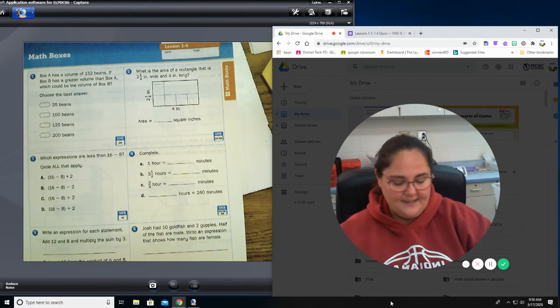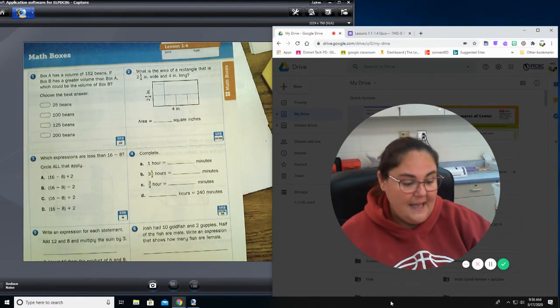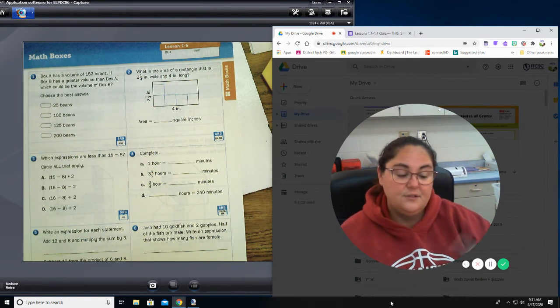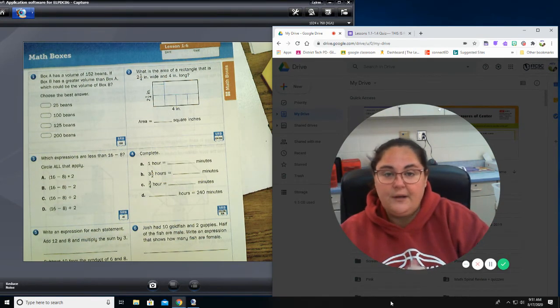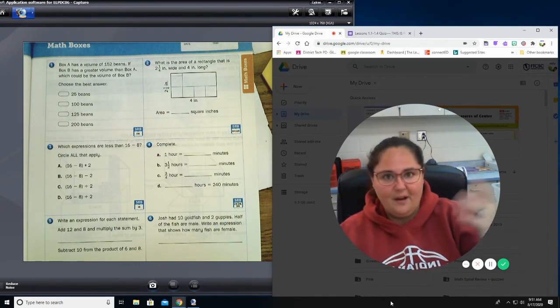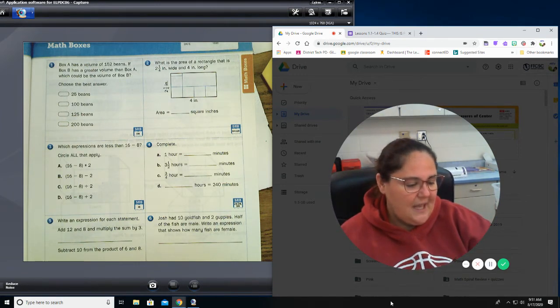This is what it's going to look like. So box A has a volume of 152 beans. If B has a greater volume, which one could be the answer? So you need to know what the word greater means. Greater doesn't mean it's better. Oh, you're so great. Nope, not in math. You should know what greater means in math. Greater means bigger.